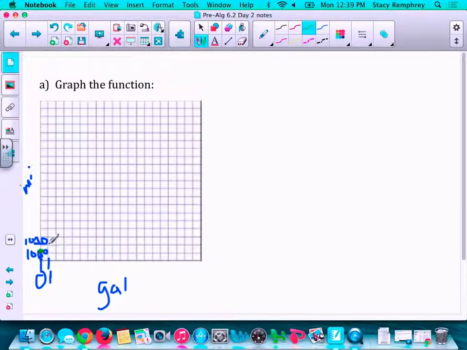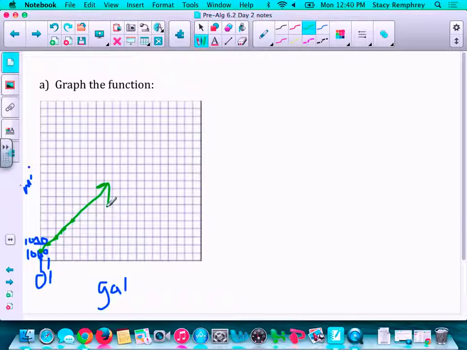1 was 1,030. 2 was 1,060. 3, 1,090. 4, 1,120. 5, well, I think it only went up to 4. You can see the graph. So that's the graph using the points from the table.